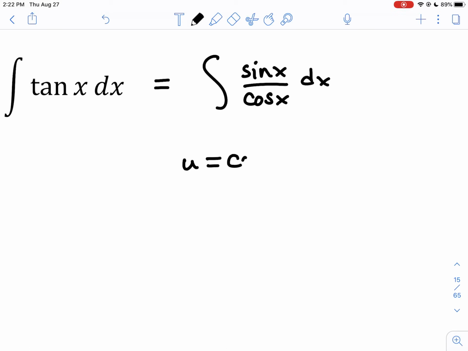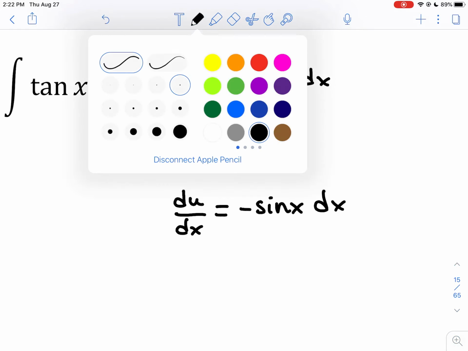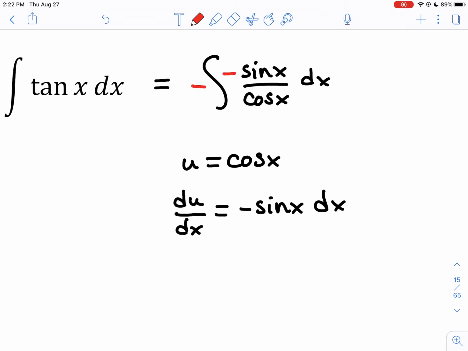Let the denominator be u. We know that the derivative of that denominator is negative sine of x dx. And this won't be a problem because the negative sine of x dx we can easily create. But we want a negative there, so I am going to insert a negative as long as I counter with a negative out here. Negative times negative is positive, so I haven't really changed anything. But I'm now in a position where I can construct the du.